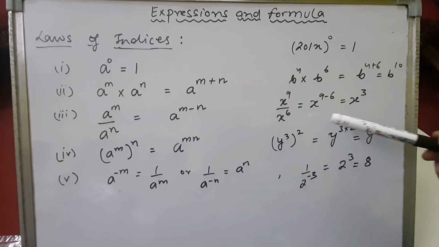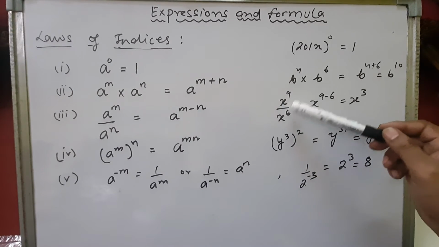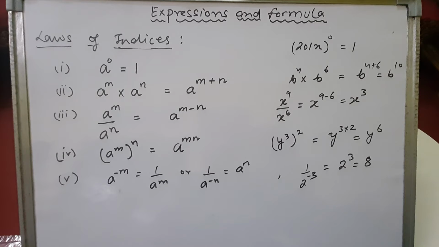Now children, I have taken an example. Suppose it is written x to the power 9 upon x to the power 6. Then you can see the terms are in division and the base of both the terms is x.